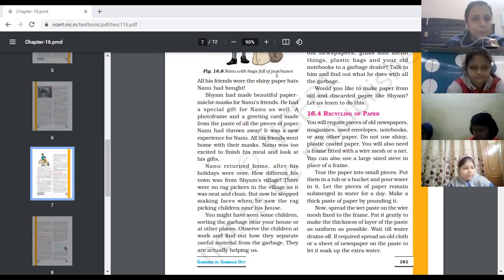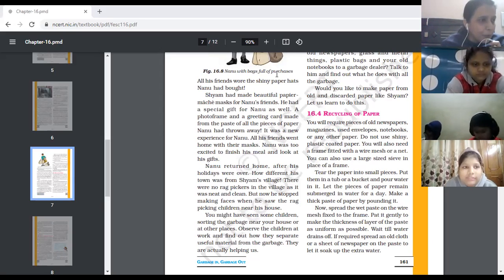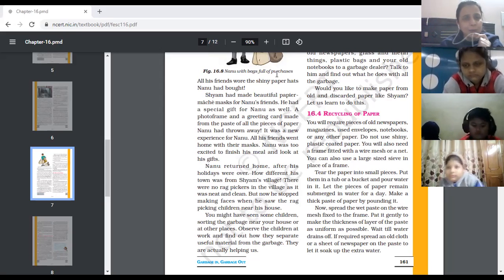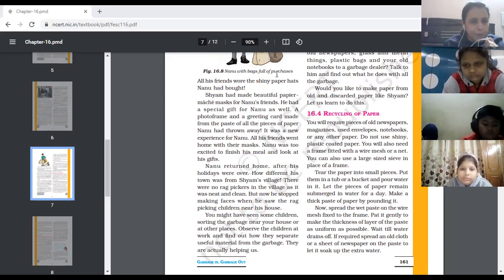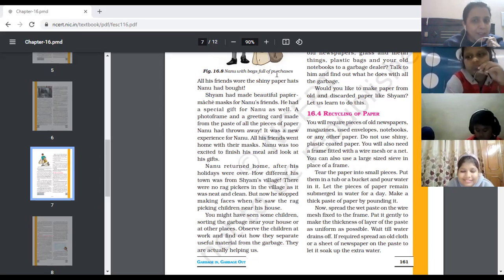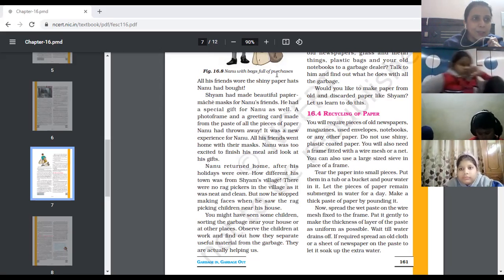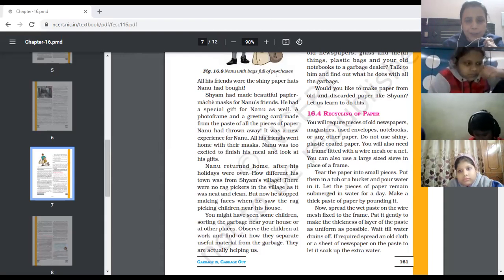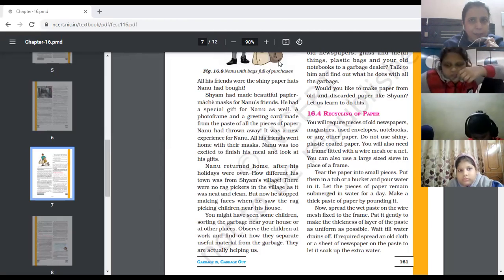So one more initiative is the recycling of paper. You know, children, we need to cut forests or trees to get paper. You know that or not? Yes, ma'am, we know. On one hand we are saying that we need to save paper, and we need to save the trees. So indirectly, trees and paper are interrelated. Let's continue with how the recycling of paper can be done.